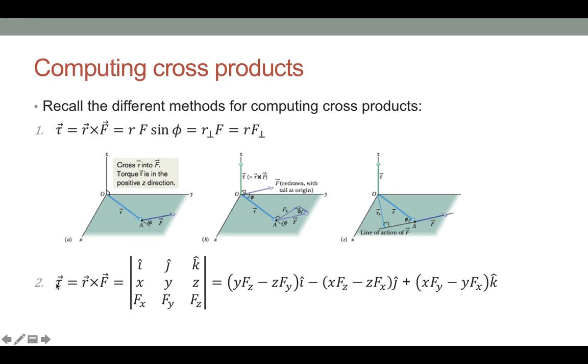In addition, we also can calculate the torque as a literal cross product by calculating the determinant of this matrix, which is computationally more complicated, but if we do have the r vector and the F vector in IJK format, we can compute this expression right here. It can be cumbersome, but that also is another way to calculate a cross product.